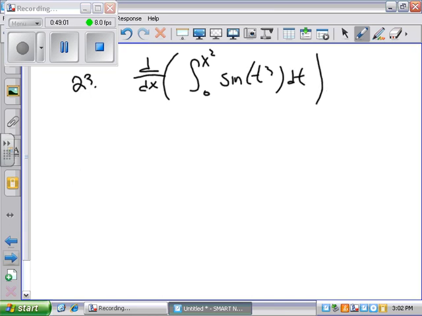What you do, you don't have to take the antiderivative first. All you do is take the derivative of the upper, which is 2x, times what you get when you plug in that upper limit for t. So x squared cubed, which should be x to the 6. And it'll be minus the derivative of 0, which is 0, and then you plug in 0. But we don't care about that. Okay?